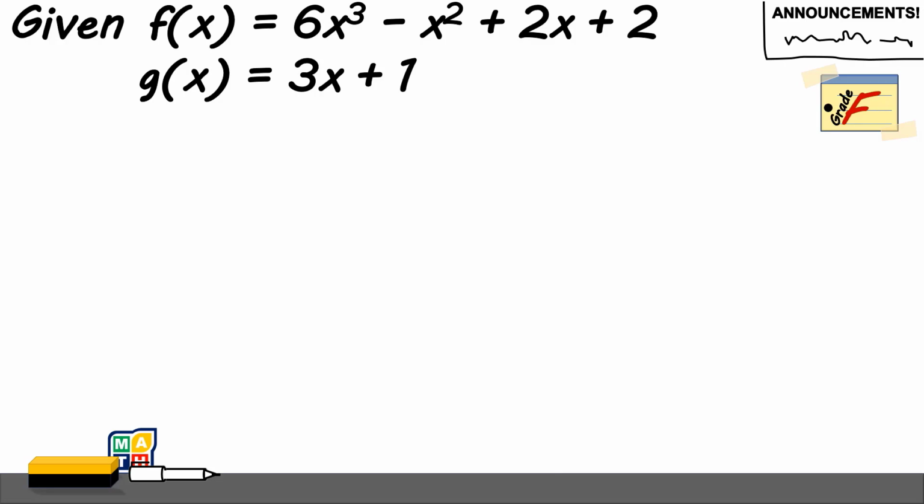Hi! Let us try to use synthetic division to solve for the quotient of these two functions. Let's consider our f of x, 6x cubed minus x squared plus 2x plus 2, to be divided by our divisor g of x being 3x plus 1. We are going to use synthetic division here to make a shorter process, but we need to understand the right terms and coefficients that will be used in finding the quotient.